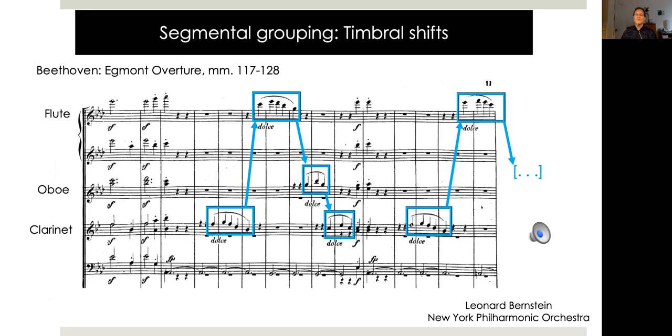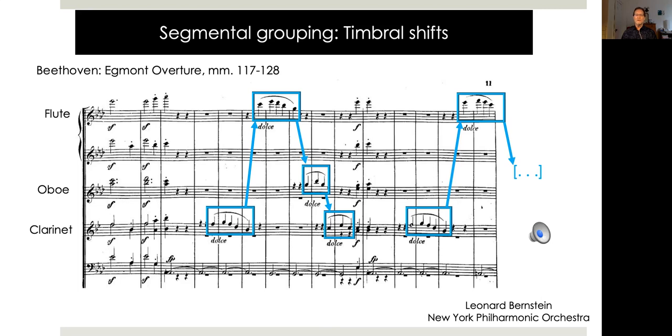Here's an example of a timbral shift, which we initially termed the timbral hot potato. The idea here is you've got some musical pattern that gets passed around from instrument to instrument. And here there are four repeated instances of this timbral shift pattern in Beethoven's Egmont Overture. So we're passing the musical hot potato from clarinet to flute to oboe and back to clarinet, and then that pattern gets repeated as this sort of timbral arc four different times, so that it becomes clear that that is a pattern itself at a larger scale level that is being repeated.